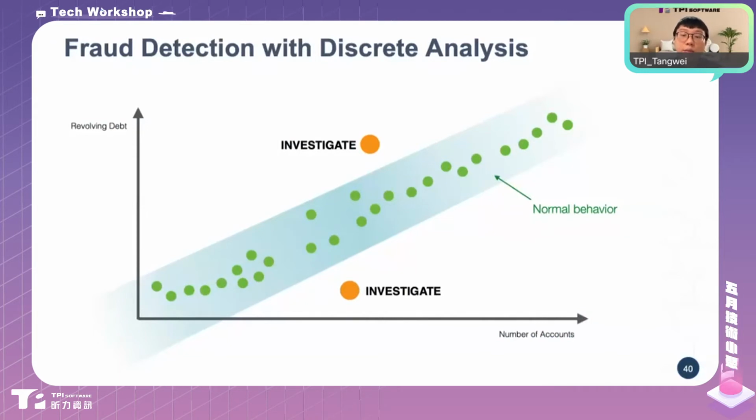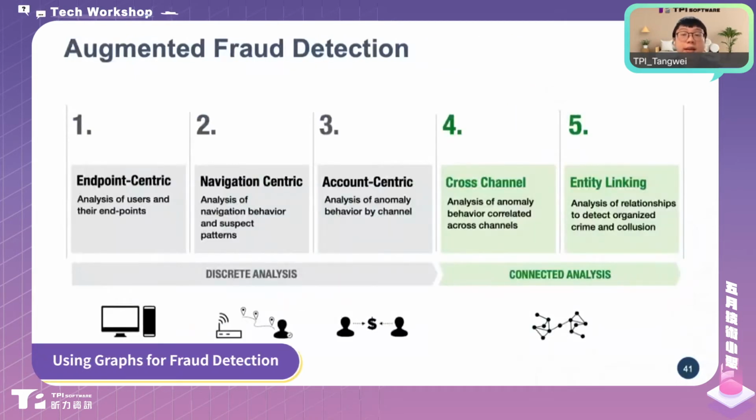But you really need to be able to find patterns that represent the fraudulent behavior hidden amongst what would otherwise be considered your normal behavior patterns. So therefore, this is where layers 4 and 5 come in. Layer 4 in the Gartner model is cross-channel, correlating behavior across channels. And number 5 is entity linking.